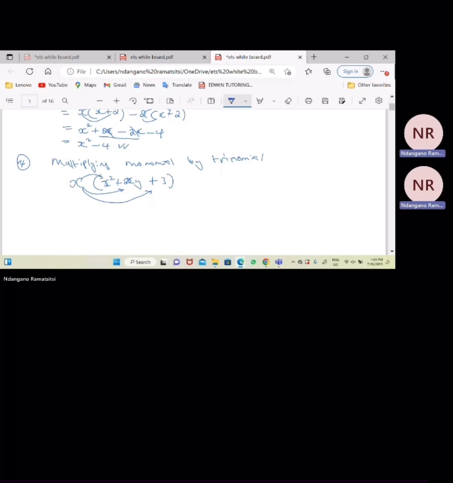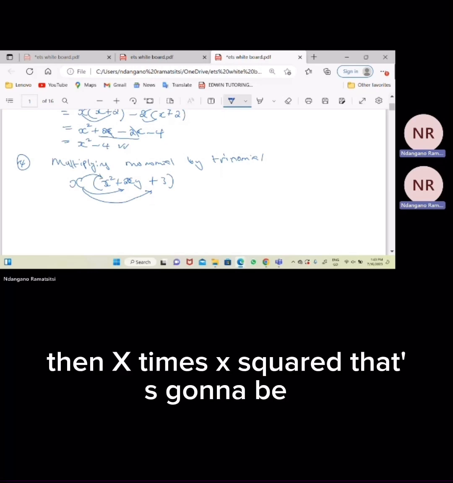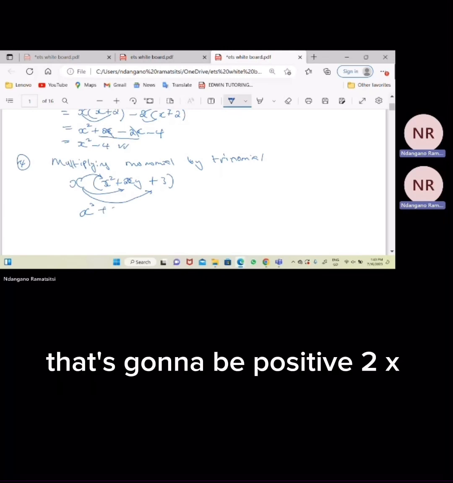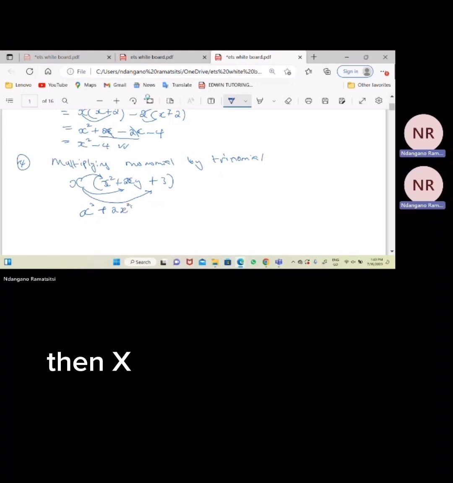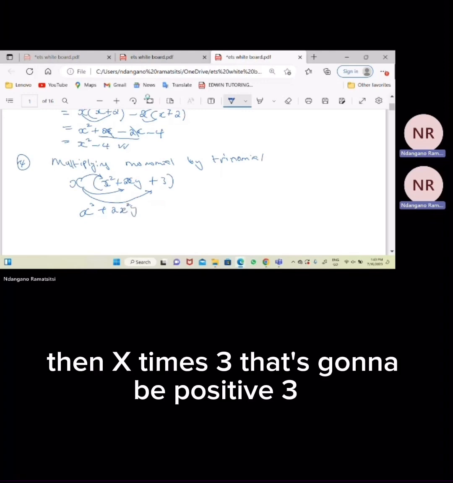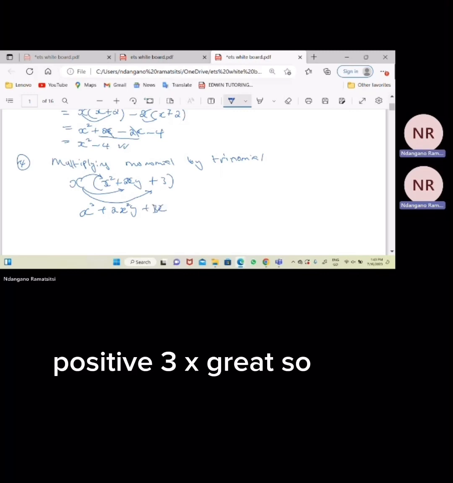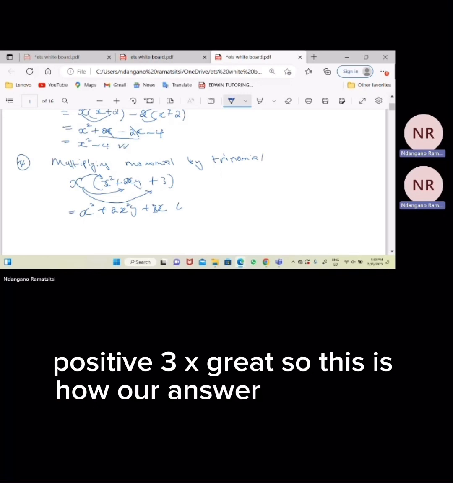Okay. Then x times x squared is x cubed. Then x times 2xy is positive 2x squared y. Then x times 3 is positive 3x. Great. So this is how our answer looks.